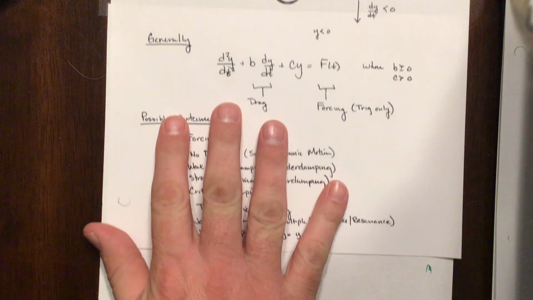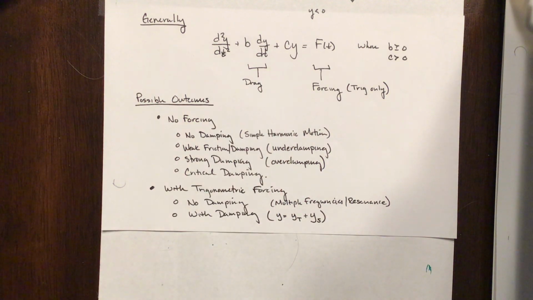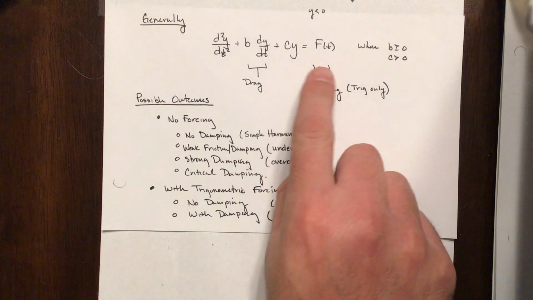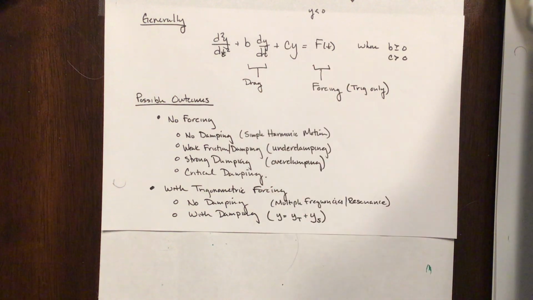Okay, looking at our possible outcomes that depend on b and c. One is you have no forcing, so f is 0. Okay, so we have a homogeneous system. If there's no damping, kind of in an ideal world where there's no friction, air resistance, anything like that, you have what's called simple harmonic motion. So that's when this term is going to be absent. Otherwise, you have weak or strong damping depending on the value of b. If it's not weak and it's not strong, then we call it critical damping.